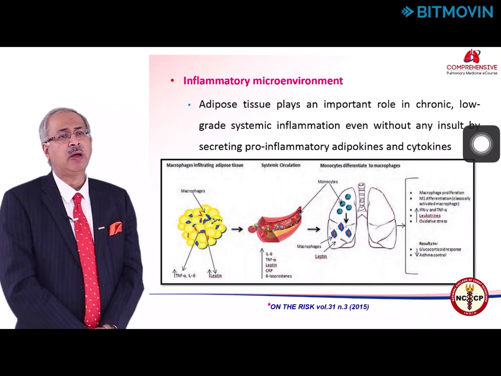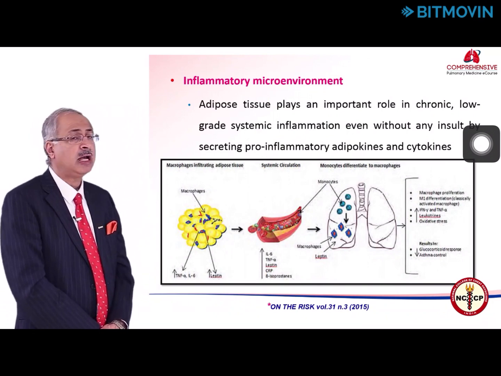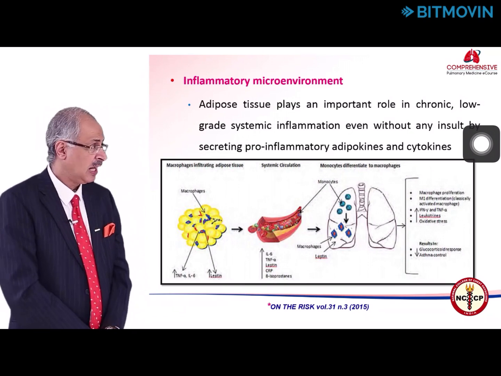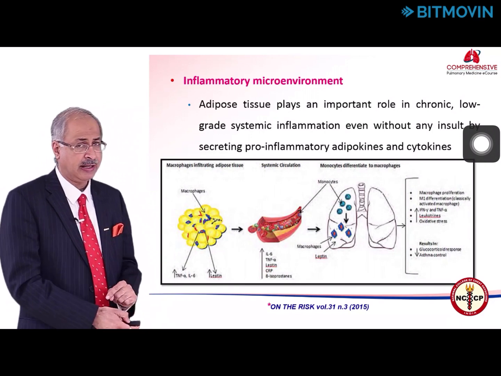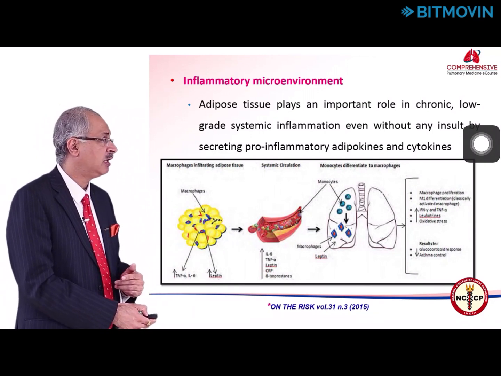That means the inflammatory microenvironment is important, and that's what I said before: today we know that adipose tissue is a site of inflammation in obesity, and that may be contributing, and hence the cytokine or adipokine profiles could be different.